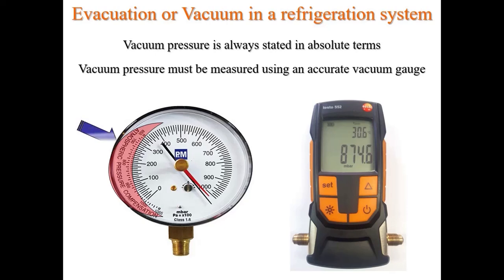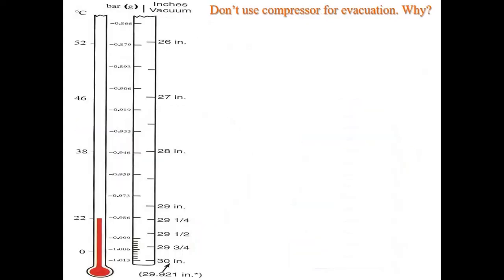Some digital gauges, like this one, have a barometric sensor and automatically detect atmospheric pressure when turned on, starting the vacuum measurement from that pressure. Now I am going to explain why a compressor should never be used for evacuation.